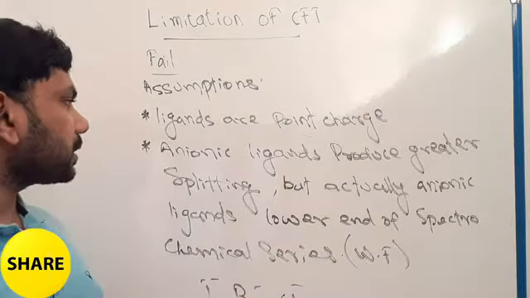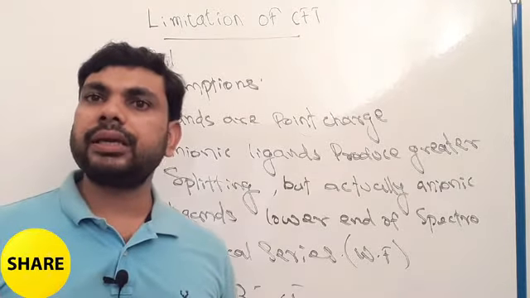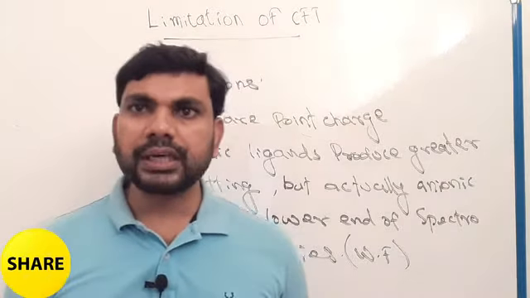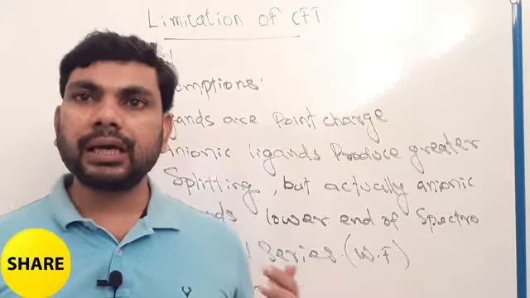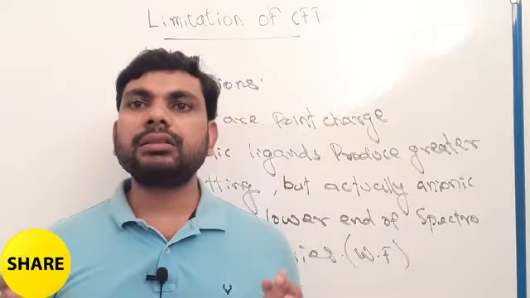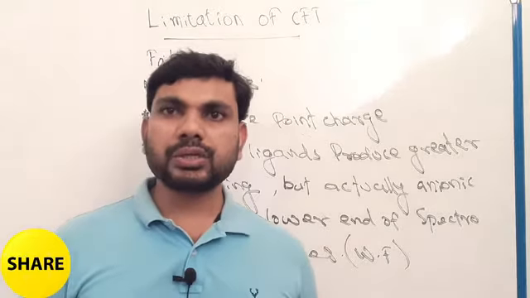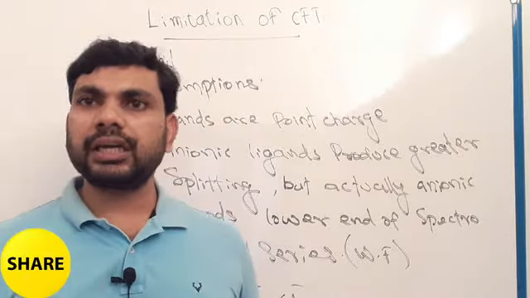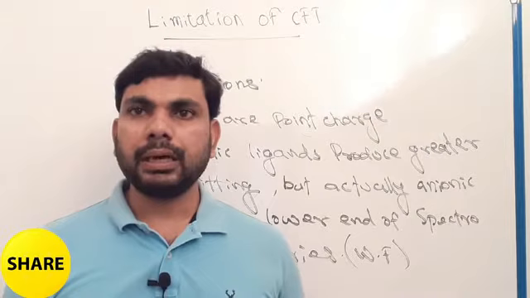Also in crystal field theory, according to crystal field theory, anionic ligands produce more splitting. We know when ligands approach the d orbital, there will be a repulsion between negatively charged ligands and the d orbital, and there will be splitting. This splitting is called crystal field splitting. So according to crystal field theory, negatively charged ligands produce more splitting.